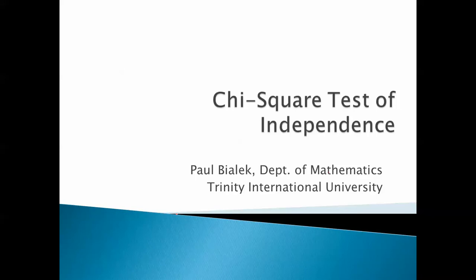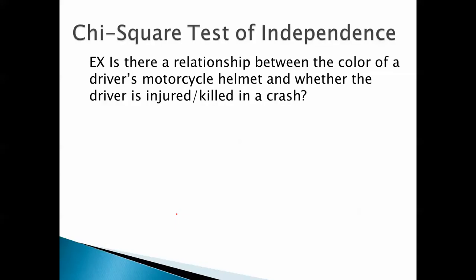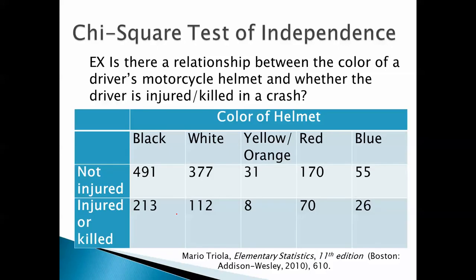Let's look at a chi-square test of independence. Is there a relationship between the color of a driver's motorcycle helmet and whether the driver is injured or killed in a crash? Here are some data.